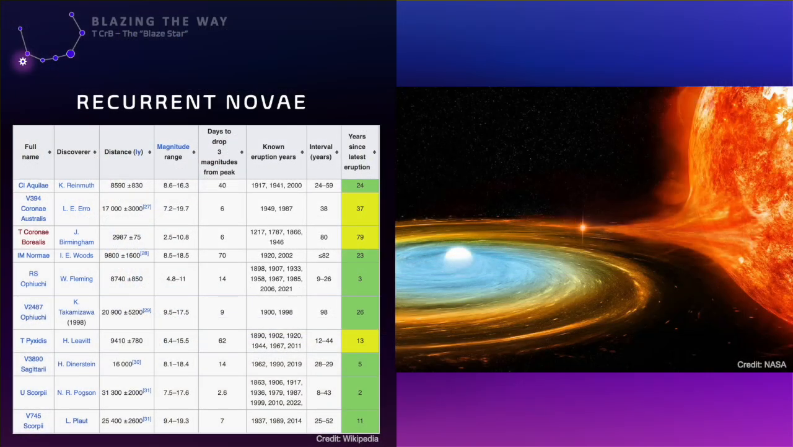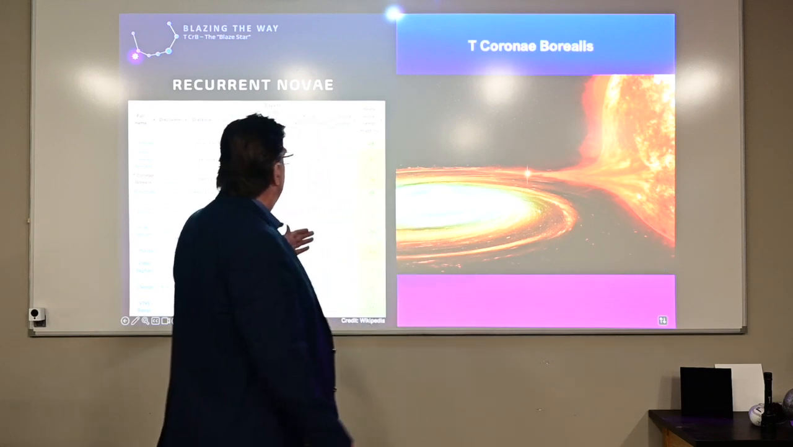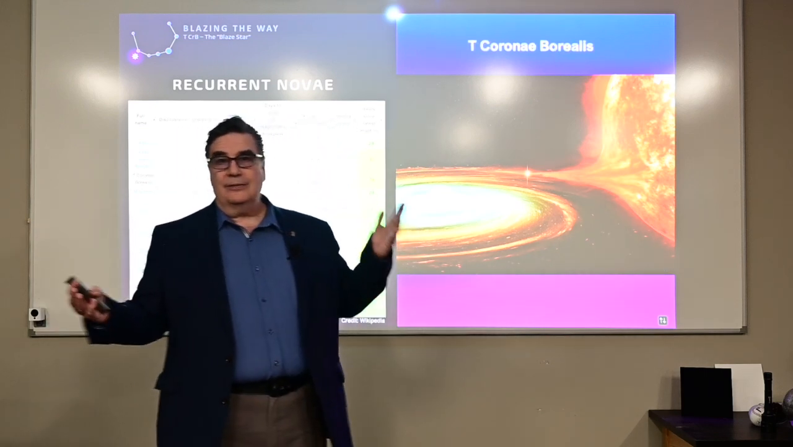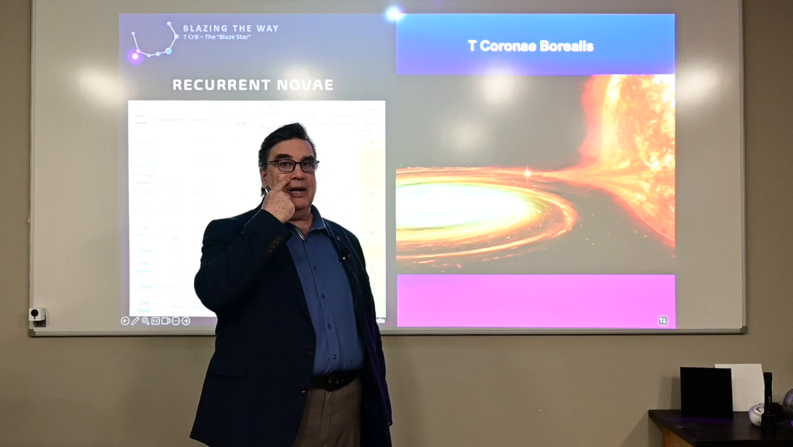Next to it, we find the known years of eruption, and we can see that we have recorded T Coronae Borealis going nova 4 times now. The interval is pretty regular at about 80 years, and the years since last eruption was 79. So, when's it going to go off? Well, according to this chart, well, next year. Let's talk a little bit more about that in a moment.